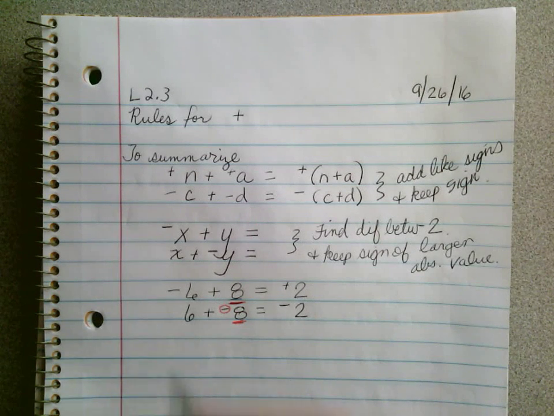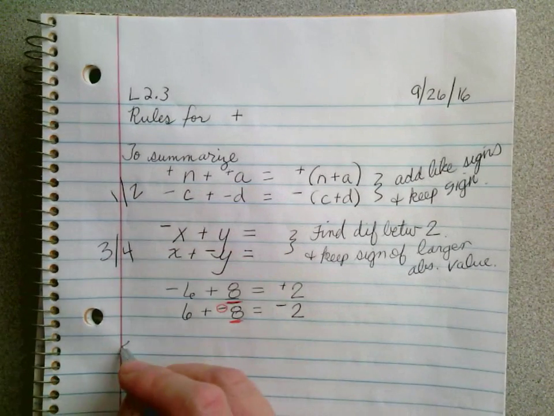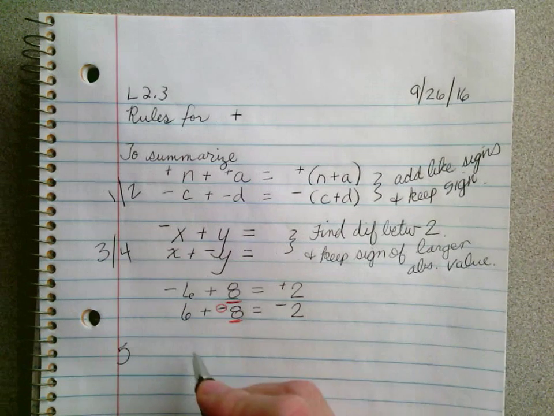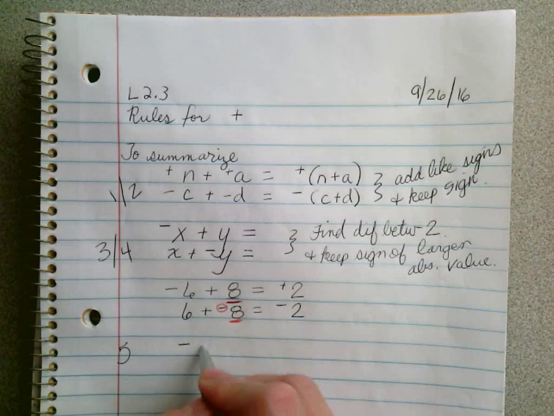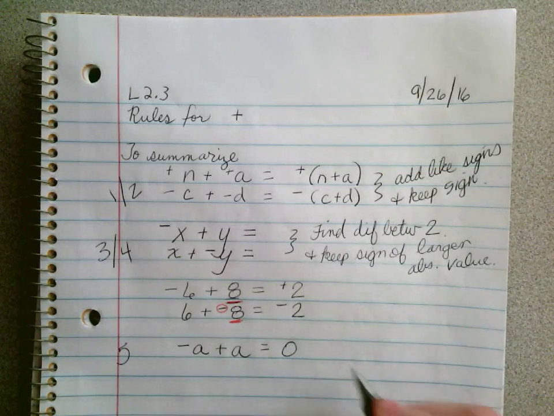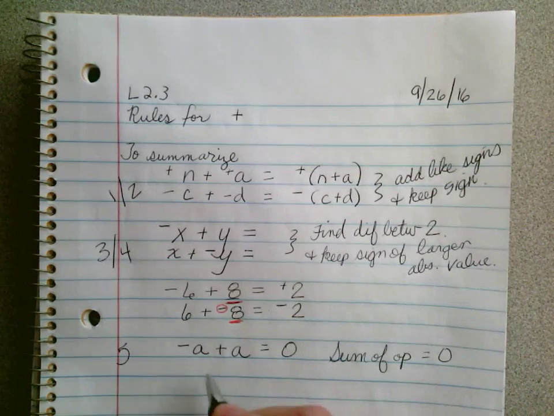Okay? So this is the first 2 boxes. This is the second 2 boxes, or the second 2 things. The last thing is for adding opposites. So opposite of A and A added together is 0. So the sum of opposites is always 0.